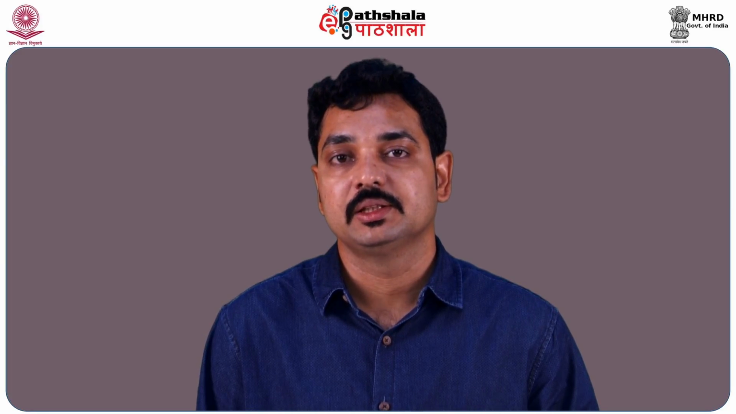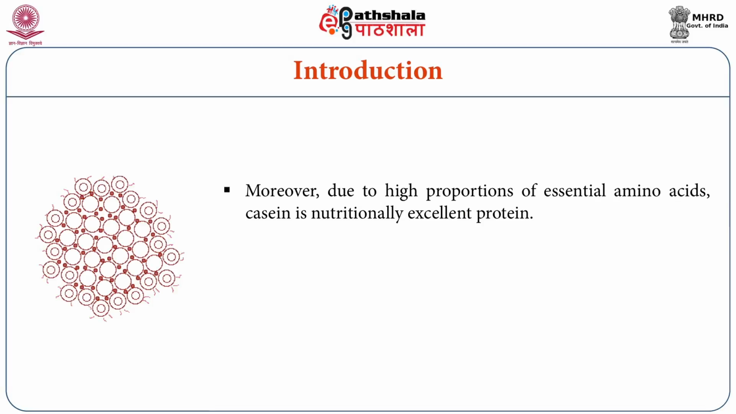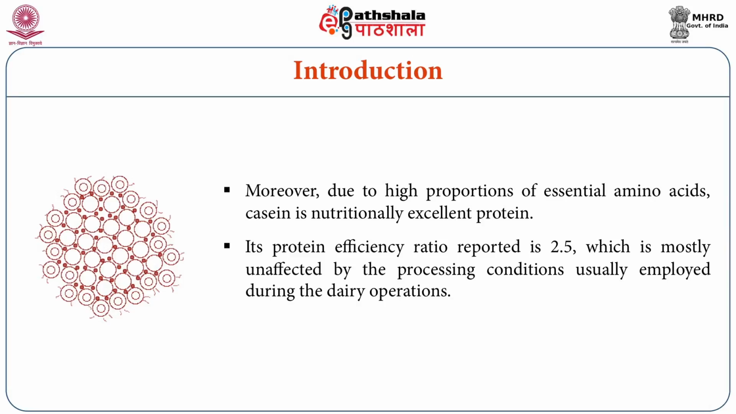values, etc. With a content of 0.7 to 0.9% phosphorus, covalently bound to the casein by a serine ester linkage, casein as a phosphoprotein is a member of a relatively rare class of proteins. Moreover, due to high proportions of essential amino acids, casein is nutritionally excellent protein. Its protein efficiency ratio reported is 2.5, which is mostly unaffected by the processing conditions usually employed during the dairy operations. So, this is added advantage for use of caseinates in dairy and food industry.